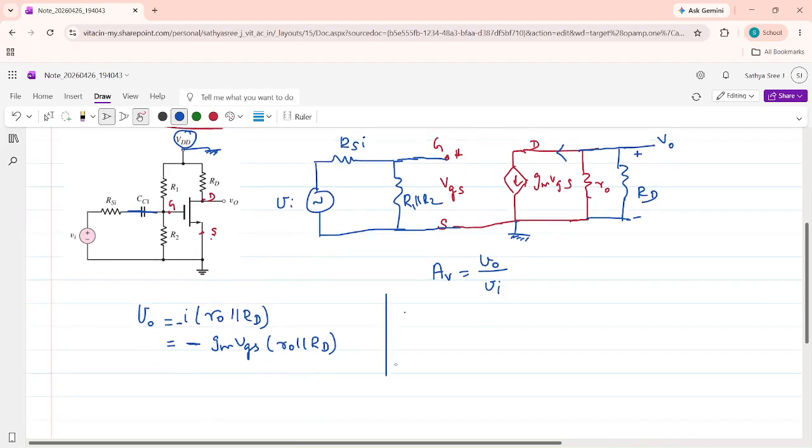On the other end, what is this Vi? So here is the input voltage Vi. Now, what is VGS?